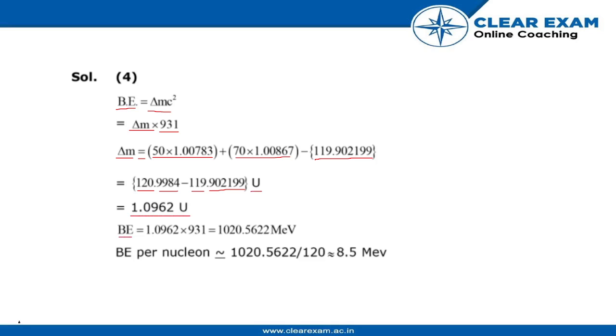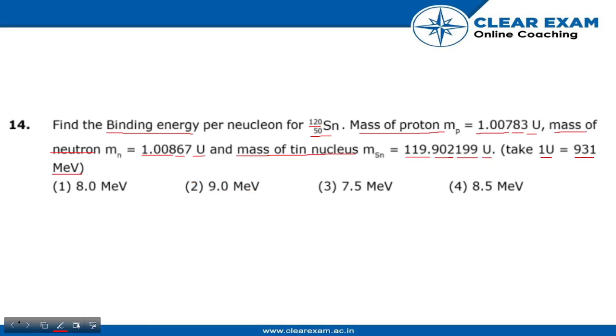So the binding energy is 1.0962 into 931, which gives us 1020.5622 mega electron volts. Therefore, the binding energy per nucleon is roughly 1020.5622 divided by 120, which is roughly 8.5 mega electron volts. So the correct answer is option 4.